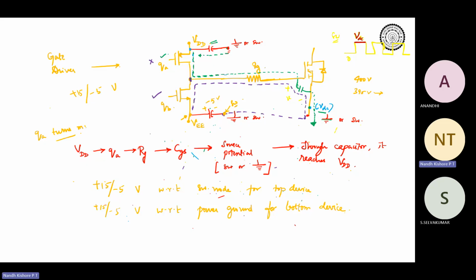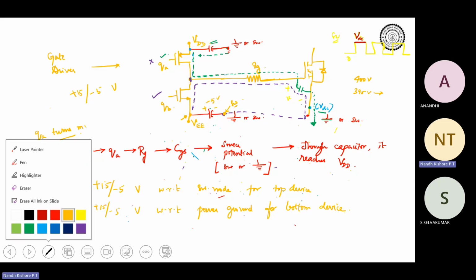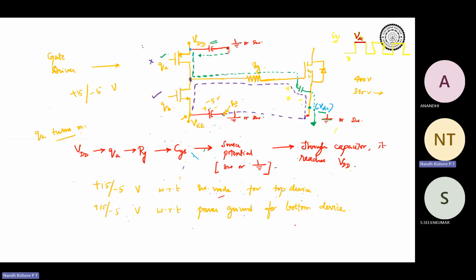So instead of these NMOS and PMOS, people also use BJTs, NPN and PNP BJTs, something like this. People also use this. So this is what is actually there inside a gate driver IC. If you open up a gate driver IC, this is what you will find. There will be a complementary MOS arrangement, CMOS arrangement, we call it.